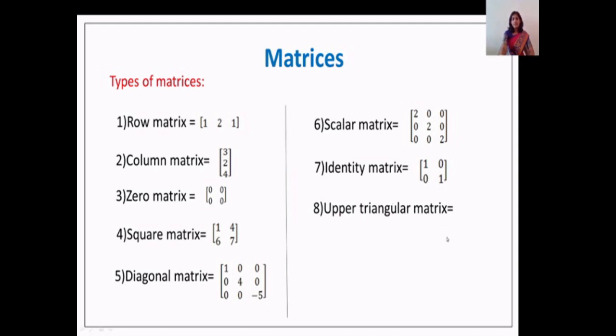Then next is upper triangular matrix. What is an upper triangular matrix? This is an example of an upper triangular matrix. Upper triangular means below the diagonal elements. These are the diagonal elements: 1, 4, 6. Below the diagonal elements, these 3 elements are 0. That is called an upper triangular matrix.